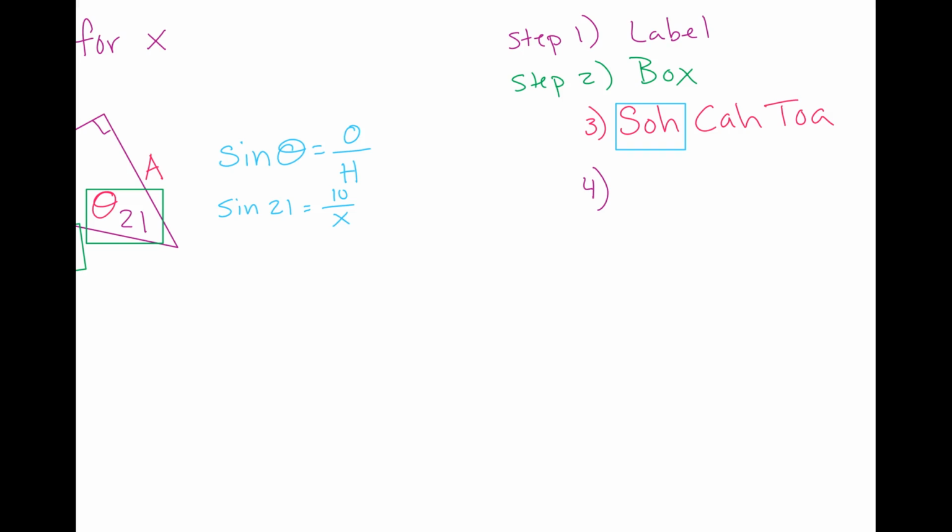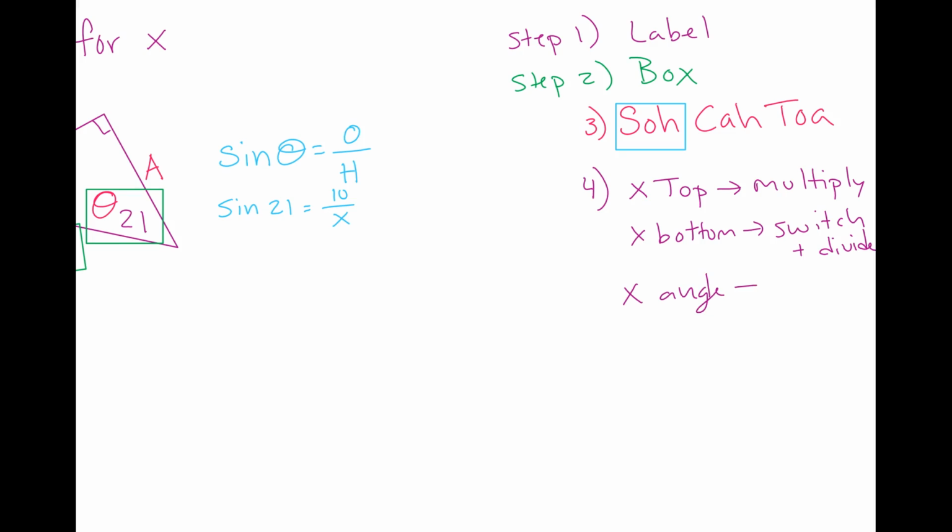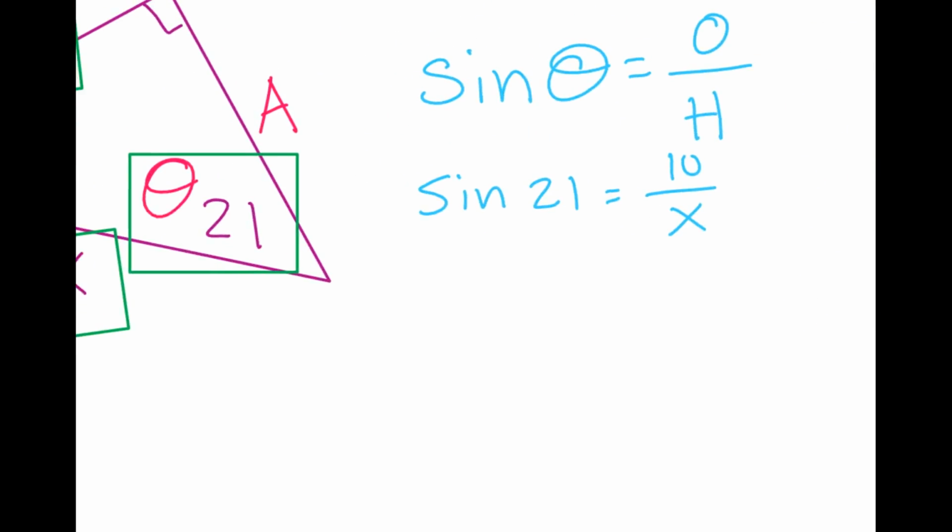You ask yourself, where is X? So is X in the top in this problem? No, but if x was in the top, what would you do? You multiply. If x is in the bottom, what do you do? Switch and divide. Is x in the bottom here? Oh, it is. So this is what we're going to do. What do you do if x is the angle? You do inverse, which is where you press which button? Second button. Clear. All right, so here we're going to switch and divide. What does that mean?